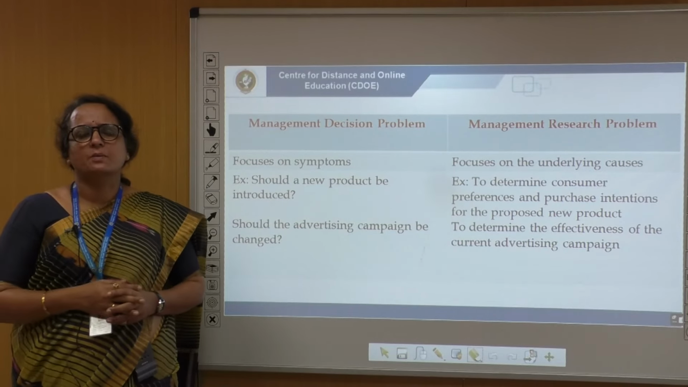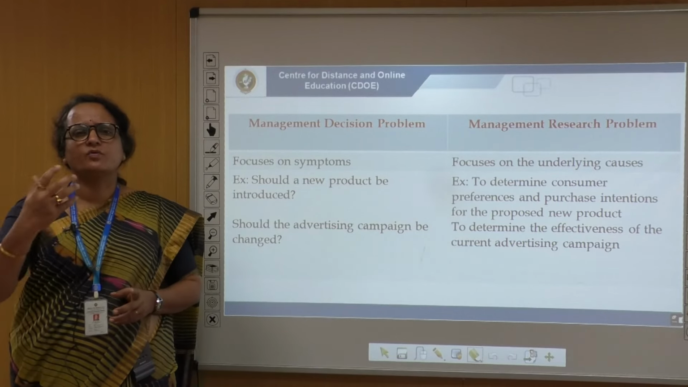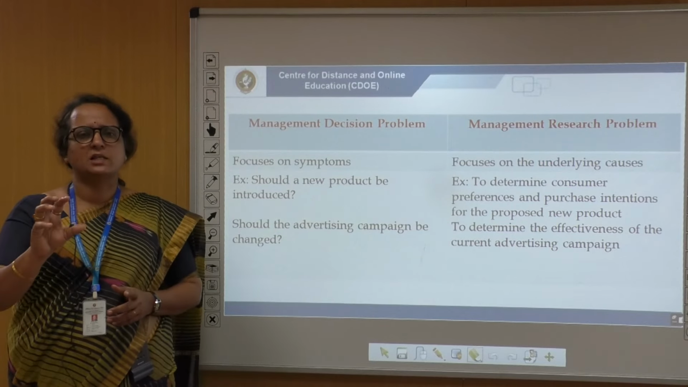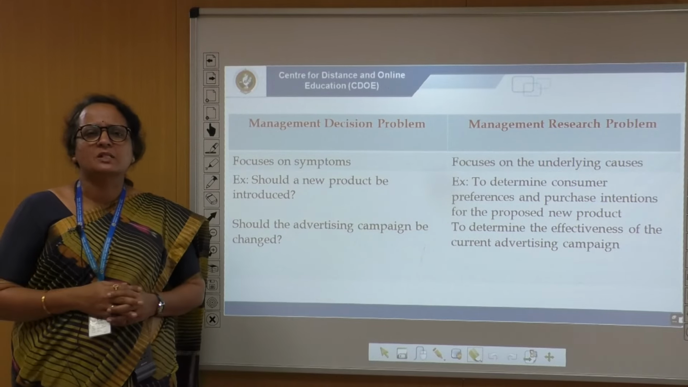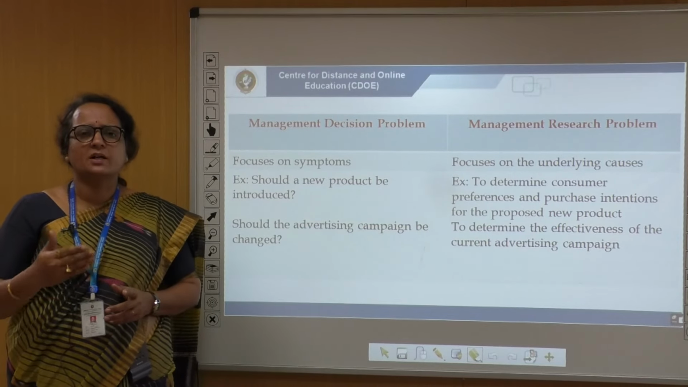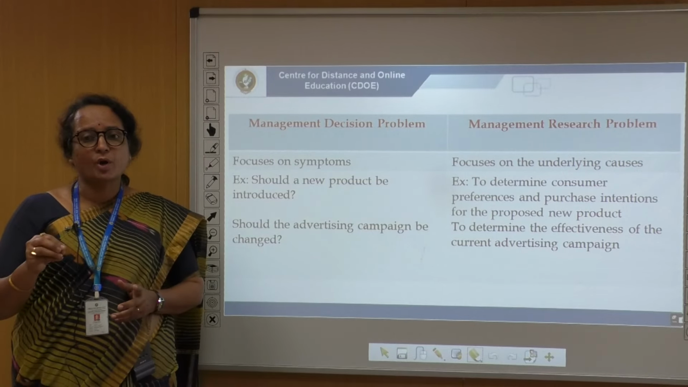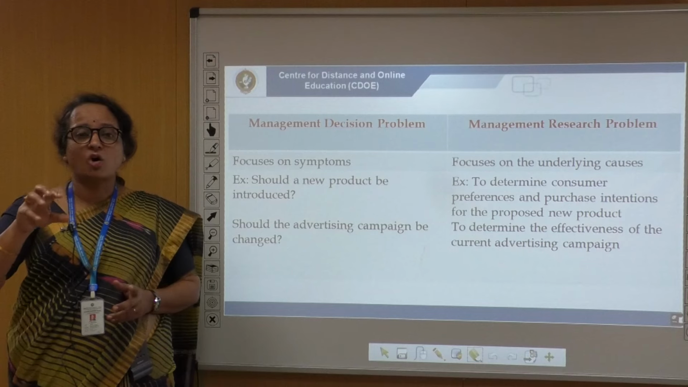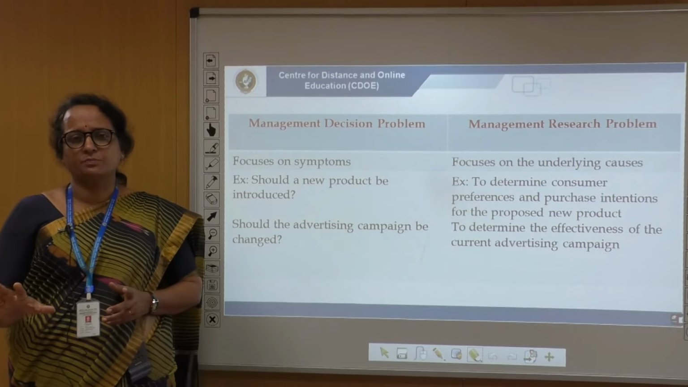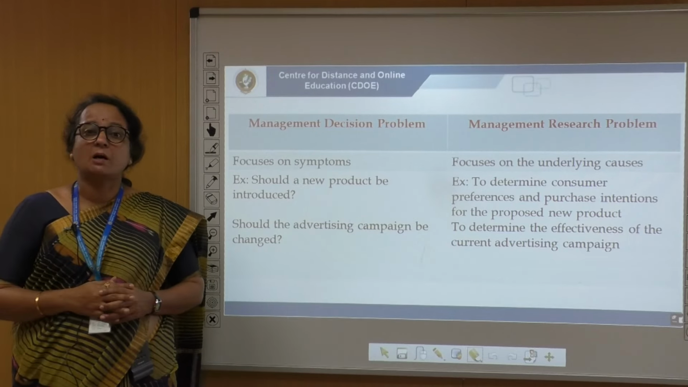Like 1 or 2 examples I'll quote. The decision maker realizes, or the CEO of the organization feels that the sales are declining. This is one symptom. Or he feels that customers are not happy with our products, dissatisfaction. That could be another symptom. Third is our profits are falling. This could be another symptom. So decision problem will emphasize identifying the symptoms of the problem. What are the main symptoms of the problem? When this is identified, then the researcher will come out with a solution.